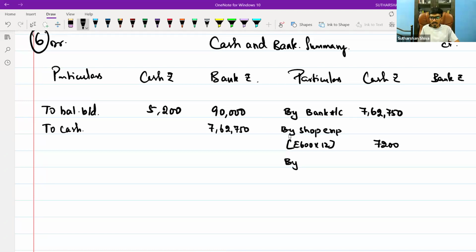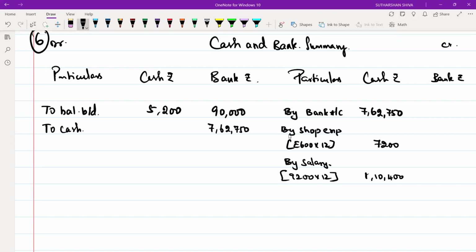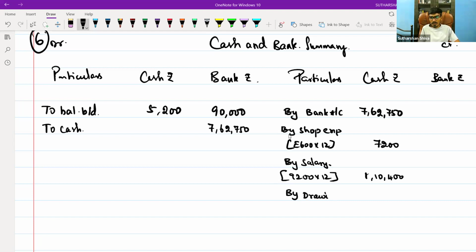Then my salary, right? In brackets, write 9,200 into 12. It is 1,10,400, right? Yes, sir. Then I have personal expense. Personal expense is drawings. What is the journal entry for personal expense? Drawings to cash. Now, in the cash column on the credit side, I will write drawings. What is the amount I have drawn? 1,400 per month into 12.